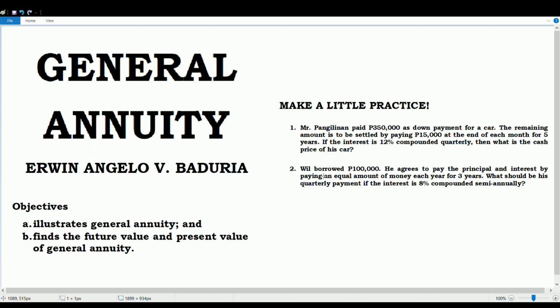For number 2, Will borrowed 100,000 pesos. He agrees to pay the principal and interest by paying an equal amount of money each year for 3 years. What should be his quarterly payment if the interest rate is 8% compounded semi-annually? In this item, it is asking for a regular payment quarterly, but the interest rate is 8% compounded semi-annually. The regular payment period and the payment of the interest are not the same. So this is a general annuity.